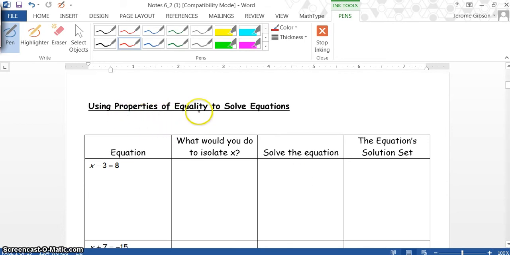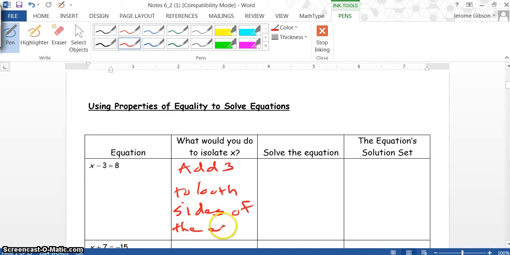It says using properties of equality to solve equations. It says the equation x minus 3 equals 8. What would you do to isolate x? Now if you look here, to get x by itself, we would add 3 to both sides of the equation. I'm going to abbreviate equation with EQ, but you know that means equation. Now when I say both sides of an equation, that means both sides of the equal sign.